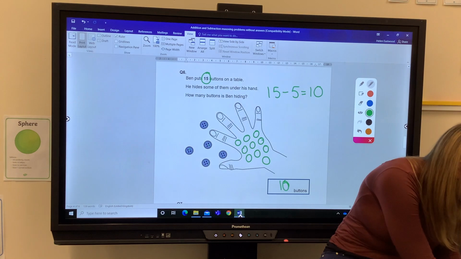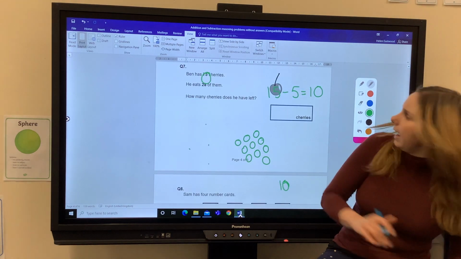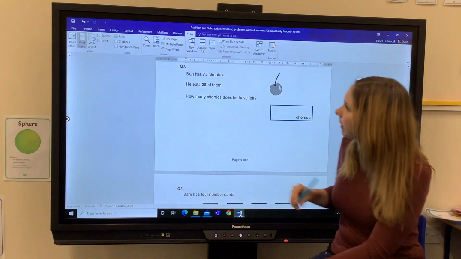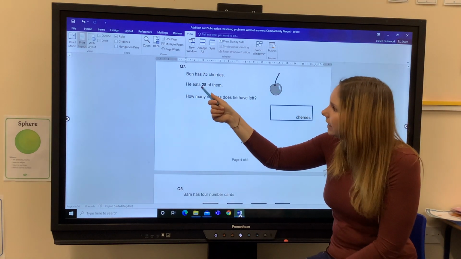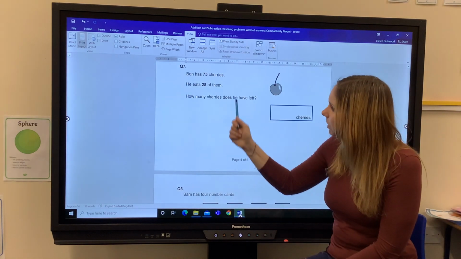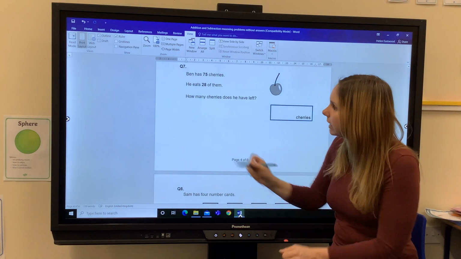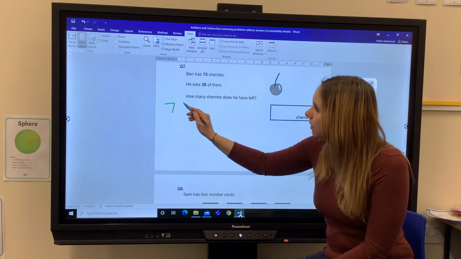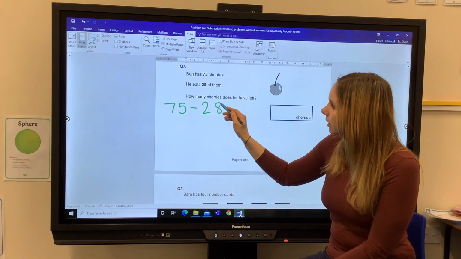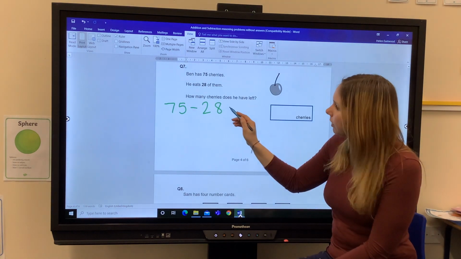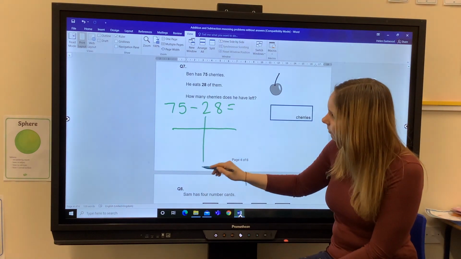Okay, missing number problems are very good at catching us out sometimes, so it's being careful and thinking through. Ben has 75 cherries. He eats 28 of them. How many cherries does he have left? So again, he's eating them, so we're subtracting. I like to write the number sentence out because it reminds me what I'm doing. So 75 subtract 28. I'm going to do our 10s and 1s again.